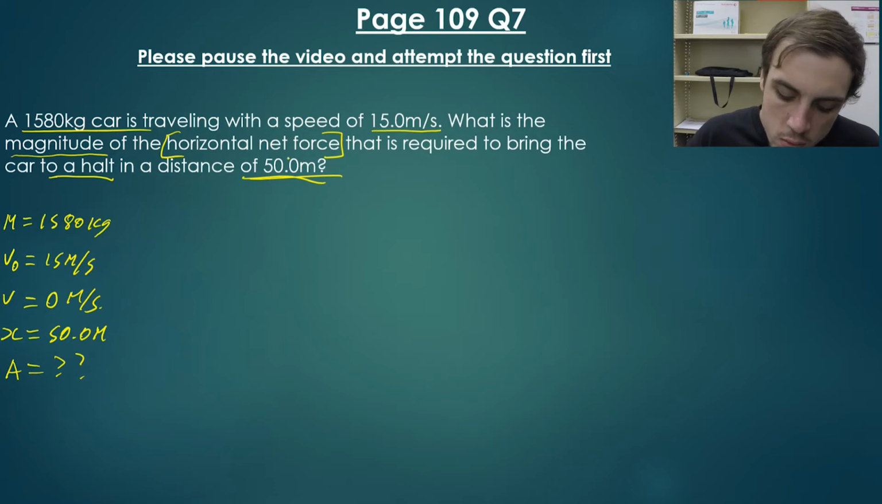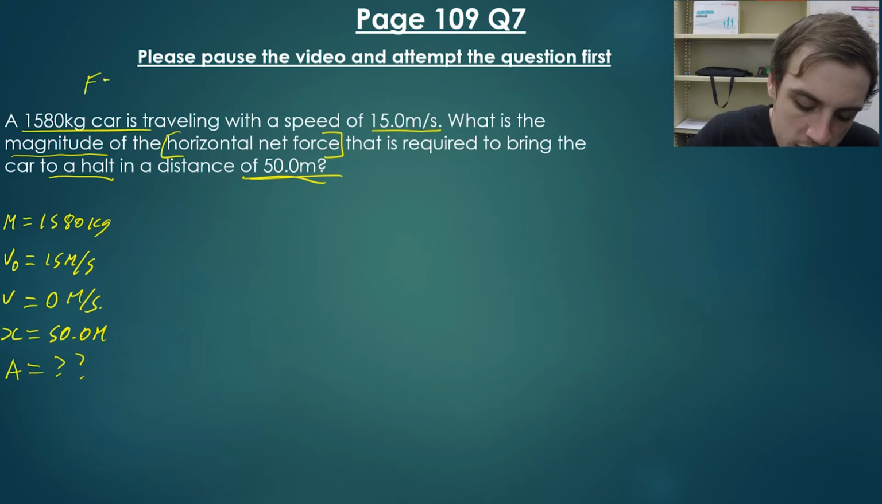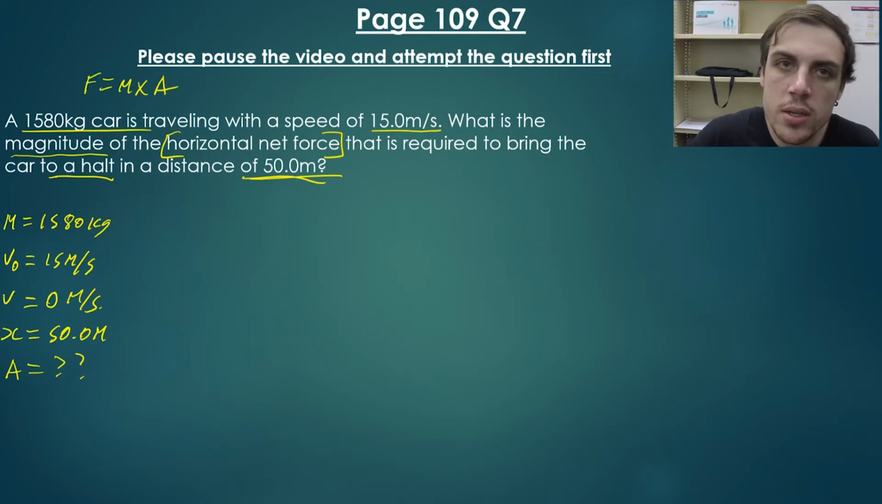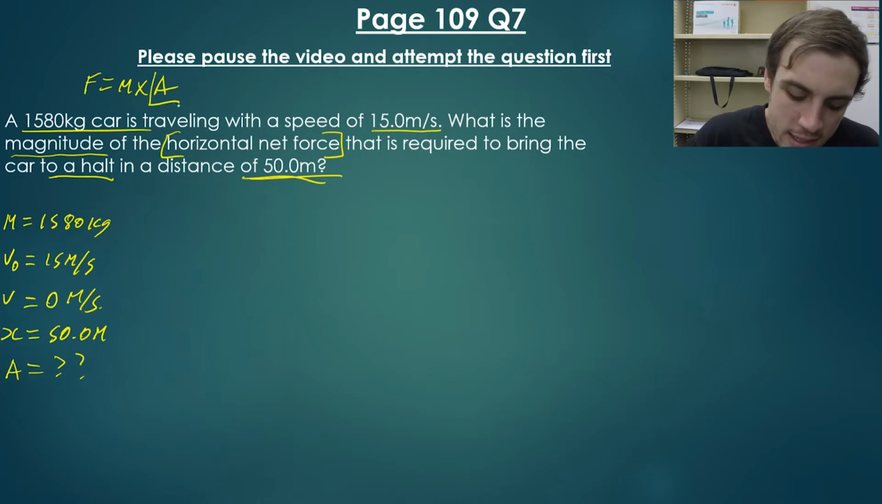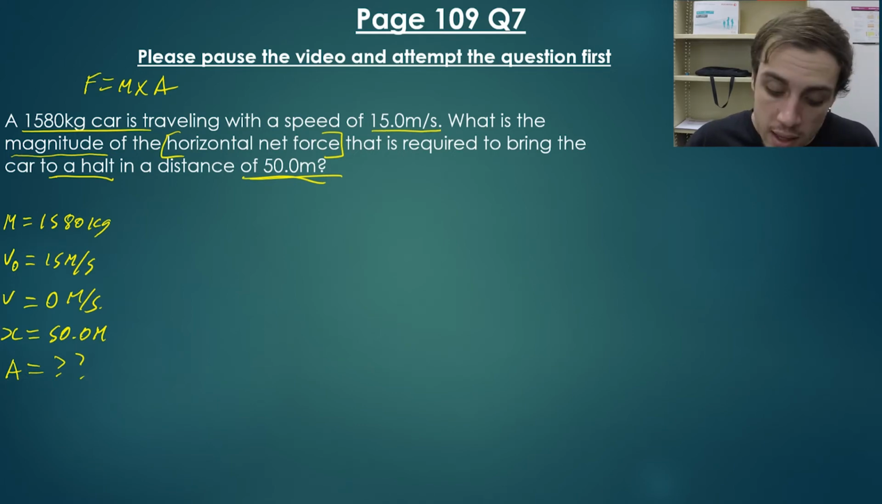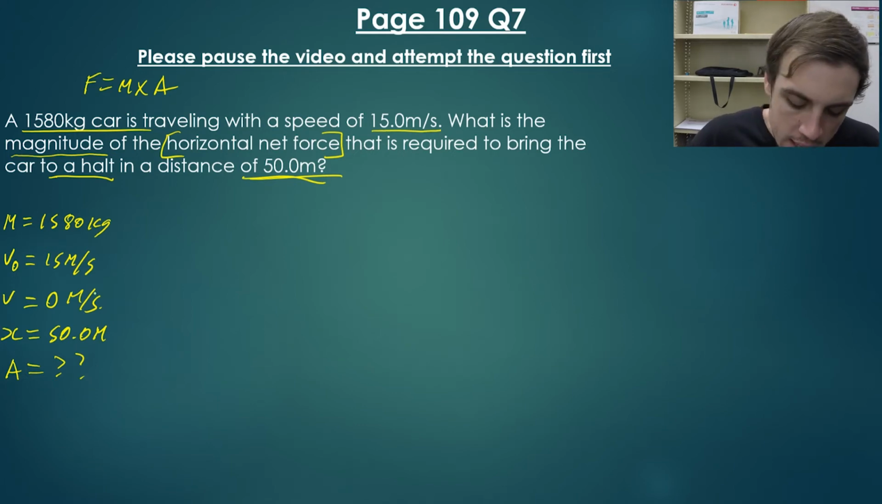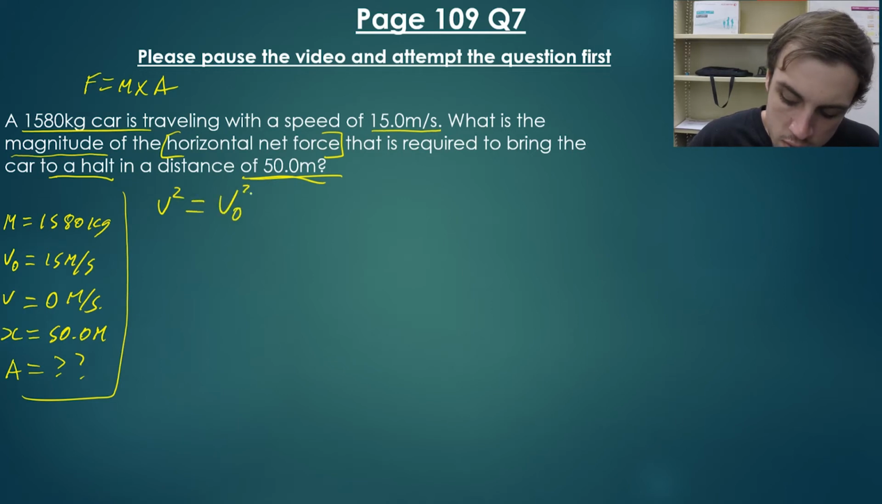So then we go horizontal net force. Well, hang on. So net force, that is force is equal to mass times acceleration. There's our link. Acceleration, acceleration. So that is the key to join these two things together. So we need to calculate our total acceleration here because we don't have time, but that's okay because we don't need time. So we can use v squared is equal to v0 squared plus 2ax. So what we can do is rearrange this.